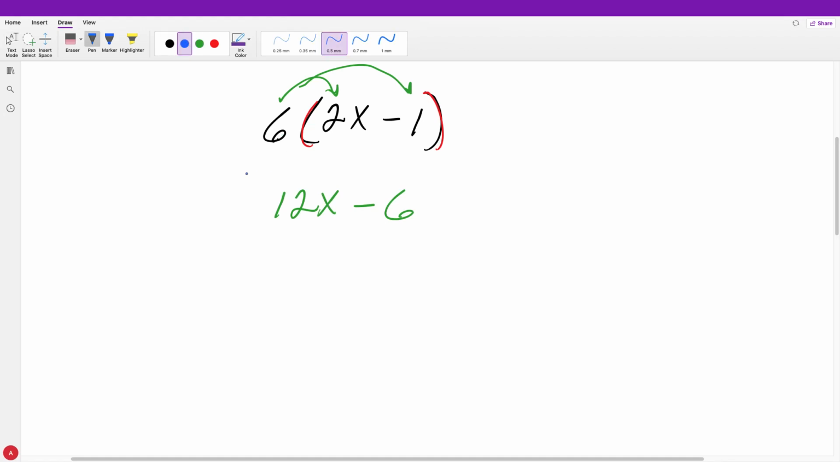So when we go to factor, what we're actually trying to do is figure out, well, what did we multiply to get to 12x minus 6? So we are actually undoing the multiplication that we just did, and our goal is to rewrite this back into the 6 times 2x minus 1, so that this way we can see what we multiplied to get to 12x minus 6, and that is factoring. So factoring is undoing the multiplication that we did.